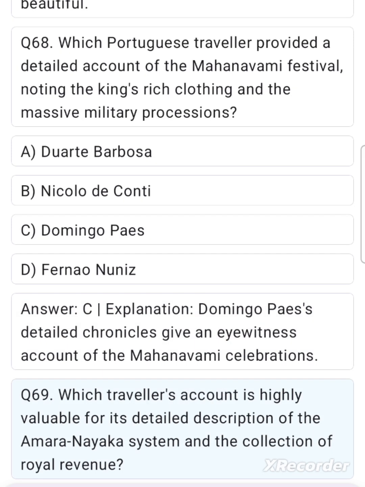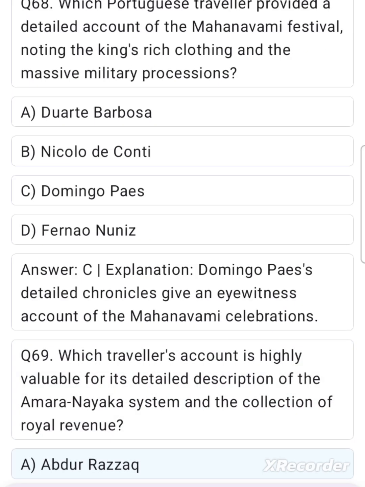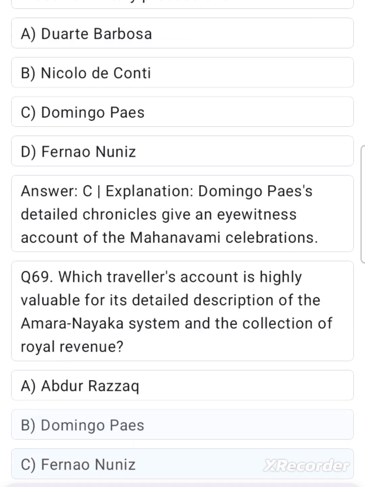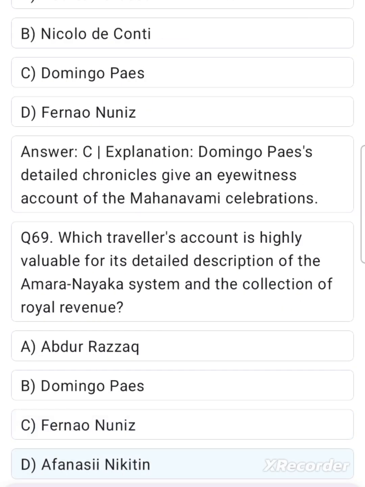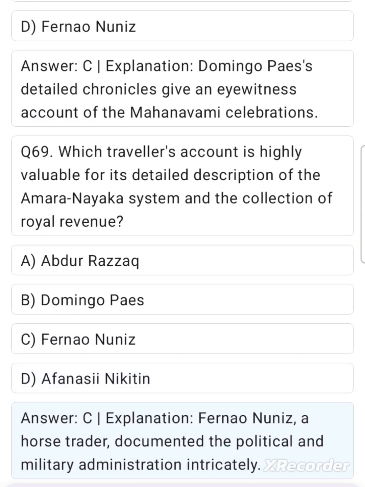Q69. Which traveler's account is highly valuable for its detailed description of the Amara-Nayaka system and the collection of royal revenue? A. Abdur Razak. B. Domingo Pace. C. Fernão Nunes. D. Afanasi Nikitin. Answer: C. Explanation: Fernão Nunes, a horse trader, documented the political and military administration intricately.